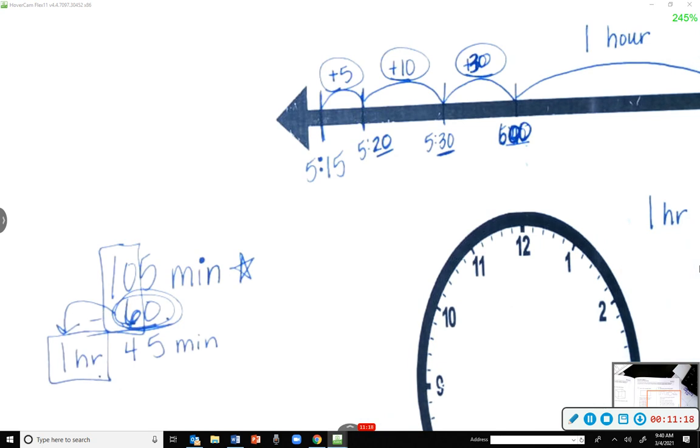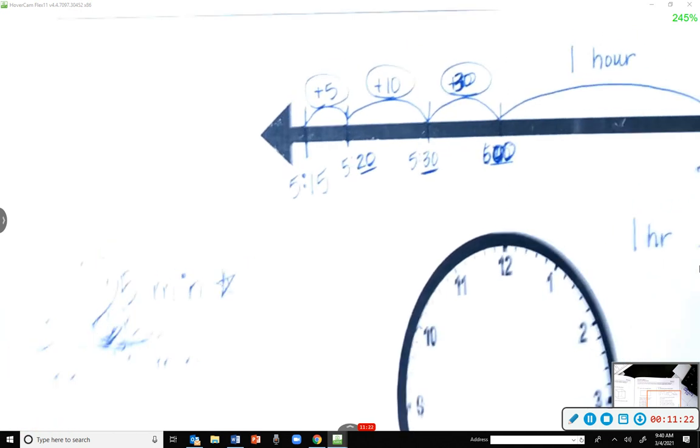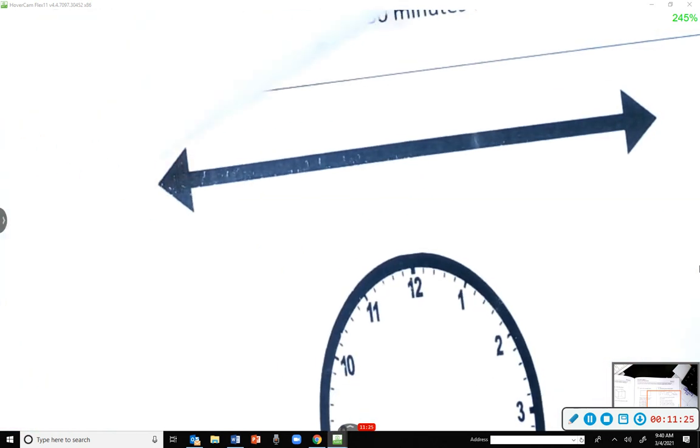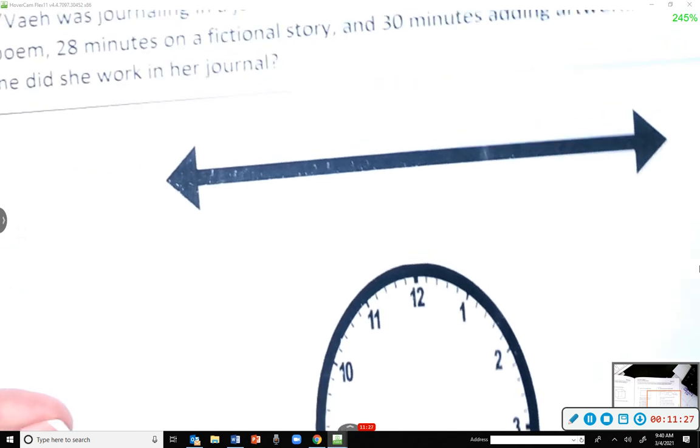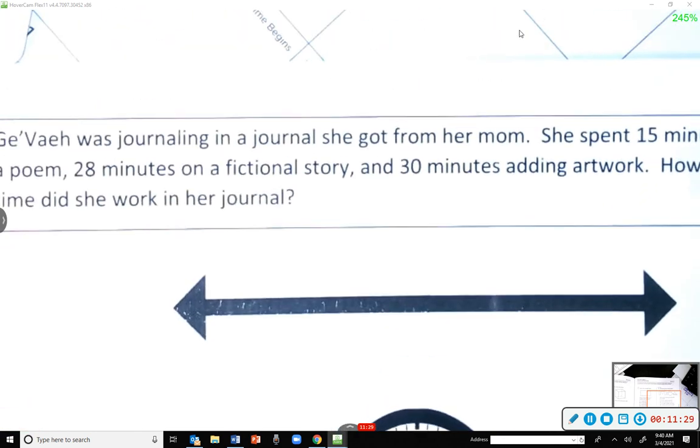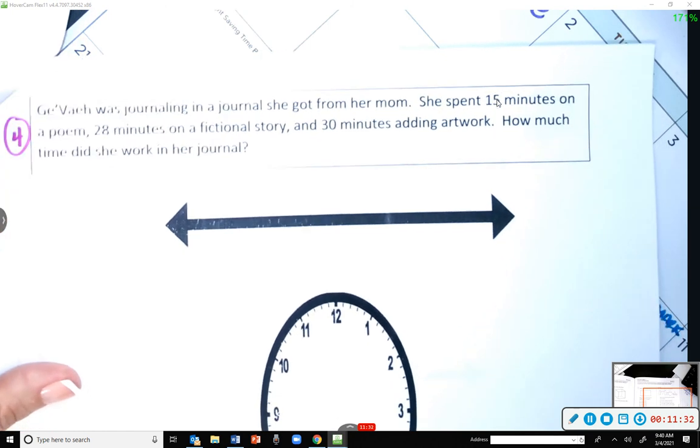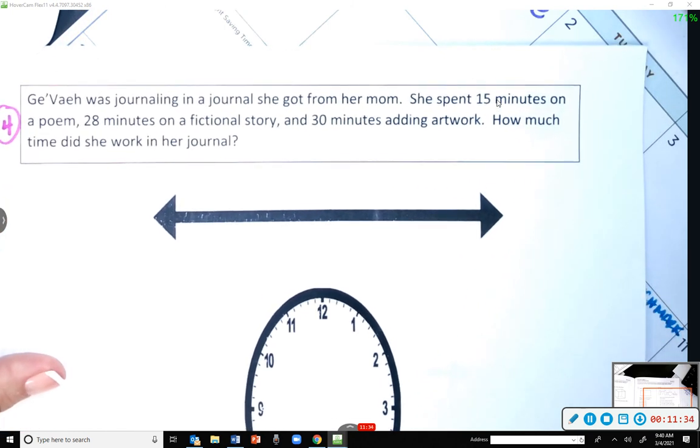Yes. Okay. Allie, you good? All right, let's flip to the next page. Number 4, Javea was journaling in a journal she got from her mom. She spent 15 minutes on a poem, 28 minutes on a fictional story, and 30 minutes adding artwork. How much time did she work in her journal?